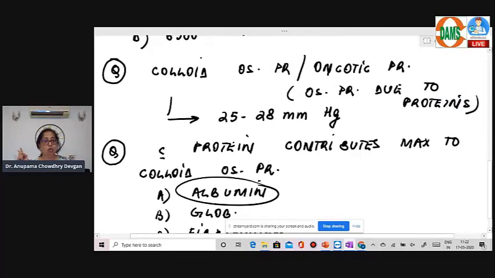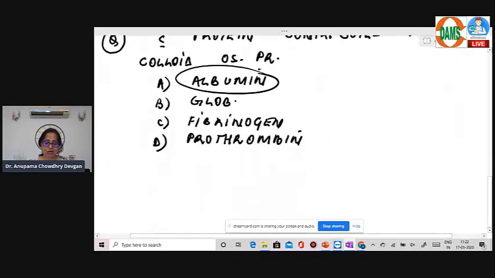If I ask you what is contributing maximum to osmotic pressure of plasma, then the answer is sodium. But colloid osmotic pressure, which is due to proteins, which protein contributes the maximum? Albumin, right? So this is albumin.